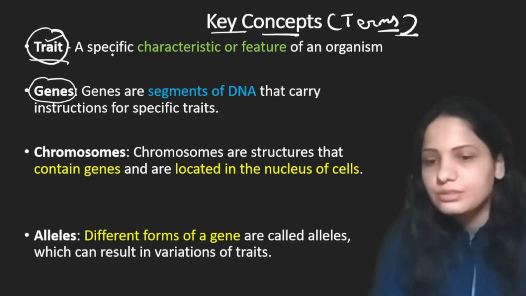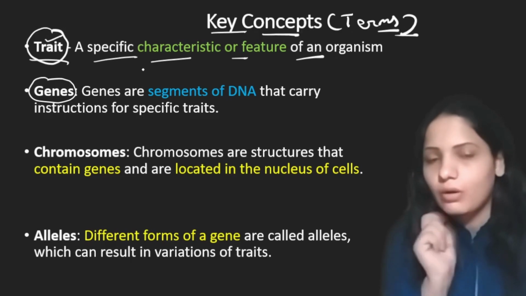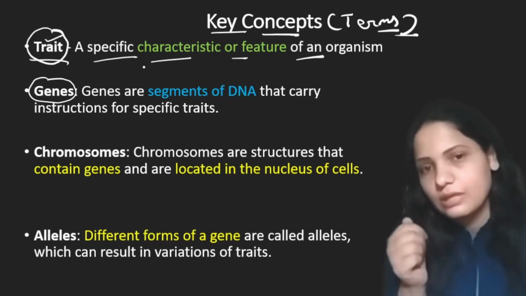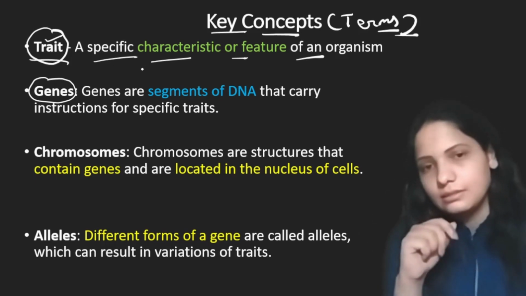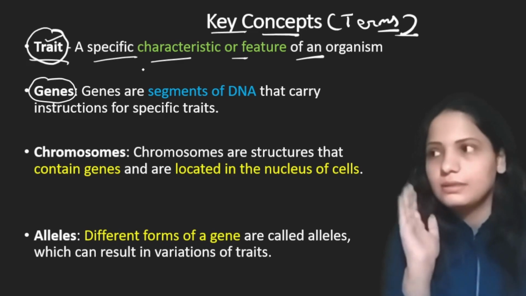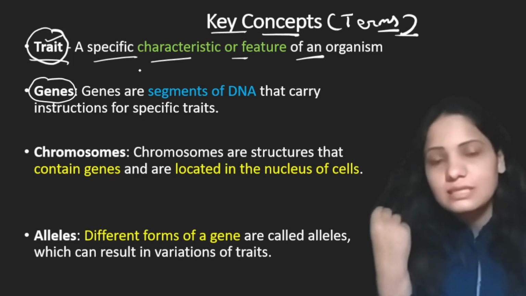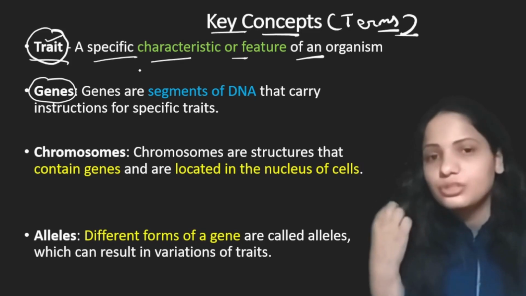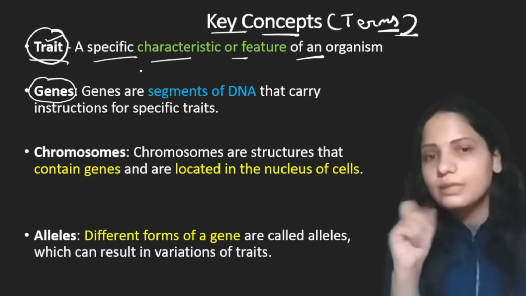What is trait? Trait is a specific characteristic or feature of an organism. Trait is any character or feature of an organism. What kind of feature? Body structure, body appearance, or external appearance is a trait. Like trees are green in color, leaves of a tree are green in color. This is the trait of a tree. Our hair is black or blonde, so hair color is a character. Height, the height of a person, is a character.